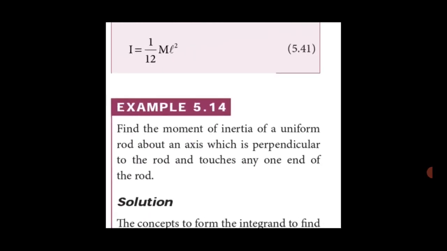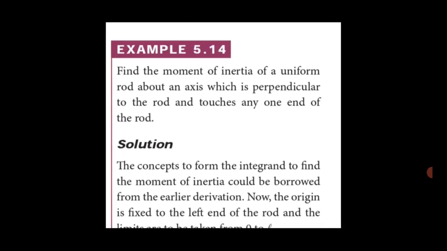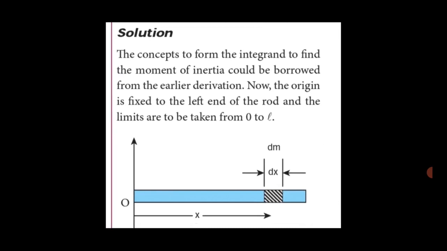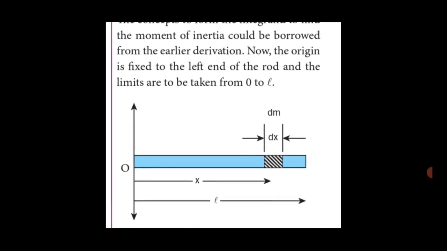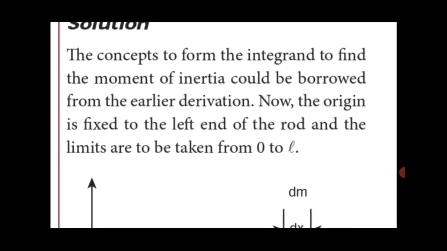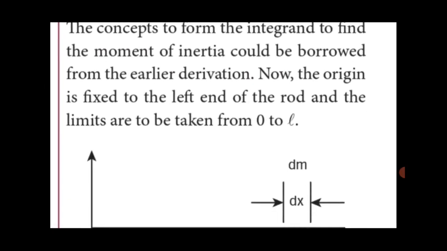Okay. Now we will pass on to the problem related to the moment of inertia of the uniform rod about an axis which is perpendicular to the rod and touches any one end of the rod. So what is the solution? The concepts to form the integrand to find the moment of inertia could be borrowed from the earlier derivation.